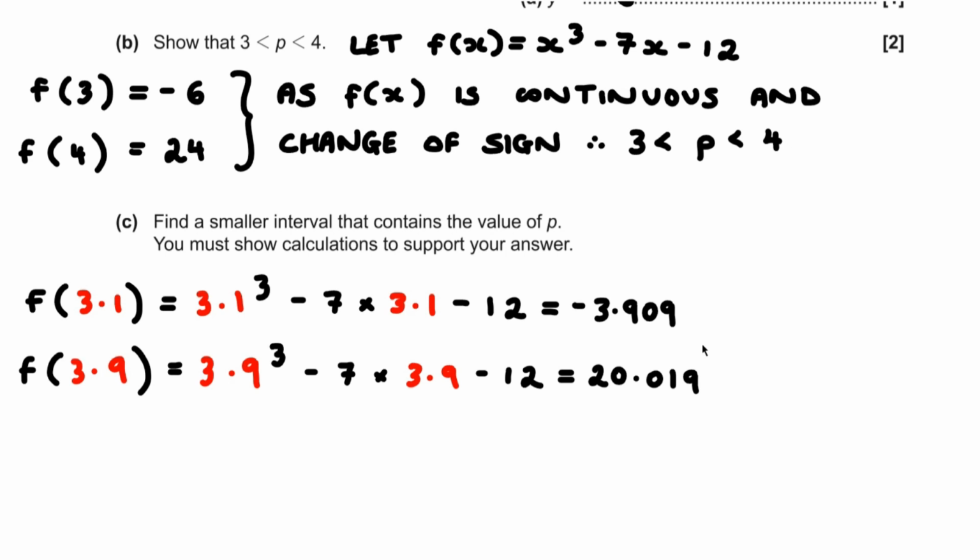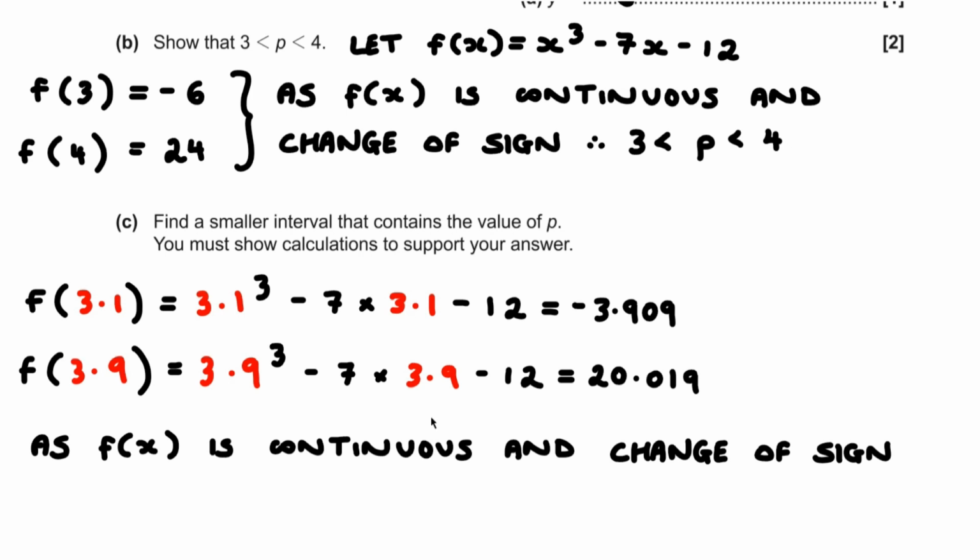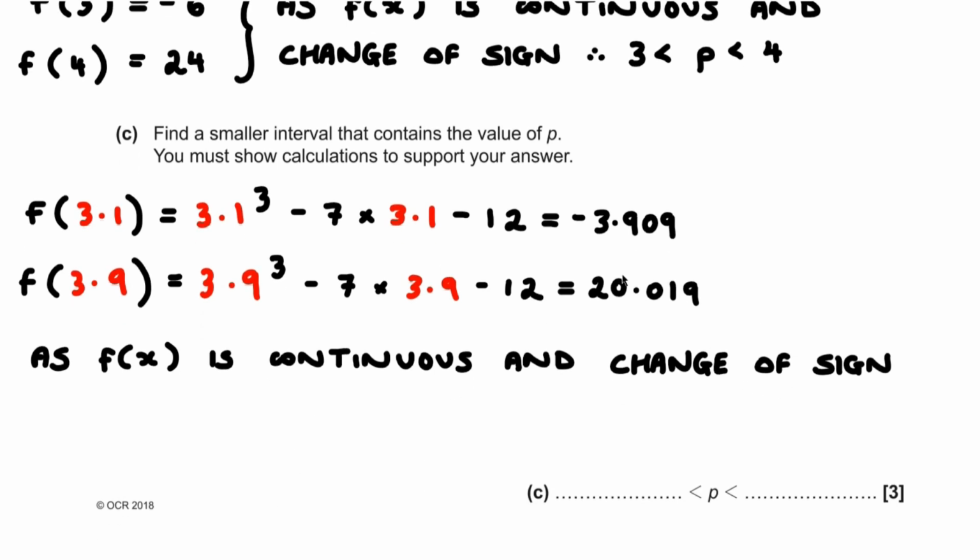So, because again, f of x is continuous and we've got a change in sign, we've got something negative to something positive, we can therefore conclude that we have our new interval 3.1, which is less than p, which is less than 3.9.